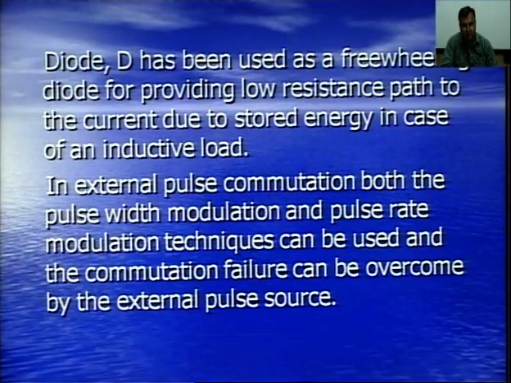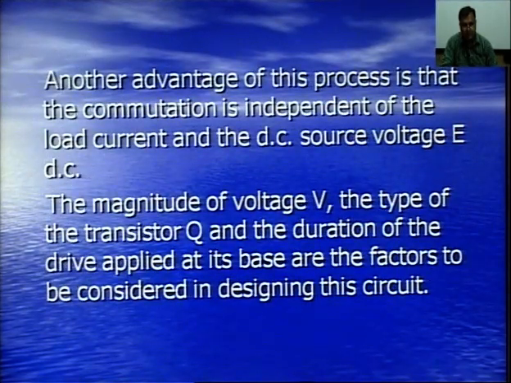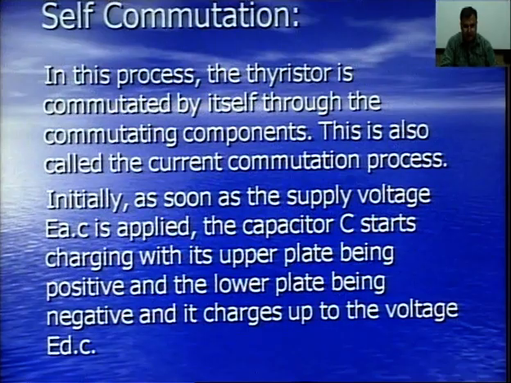In external pulse commutation, both the pulse width modulation and pulse rate modulation techniques can be used, and the commutation failure can be overcome by the external pulse source. Another advantage of this process is that the commutation is independent of the load current and the DC source voltage E DC. The magnitude of the voltage V, the type of the transistor Q, and the duration of the drive applied at its base are the factors to be considered in designing this circuit.